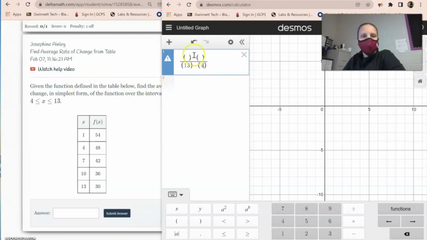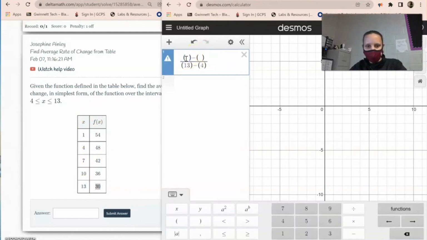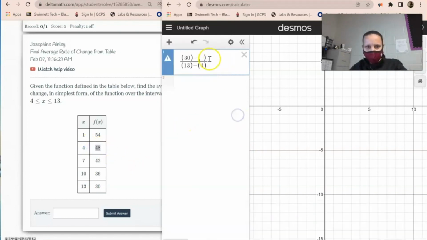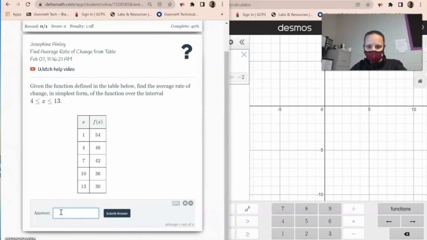Then all you have to do once you put that in is match it for the y. So I'm going to look for 13 in the table, right here. What's the y value? 30. So you're going to match that to 30. Then you're going to match 4. What are you going to match 4 to? 48. Once you put it in, that's your answer. You're done.